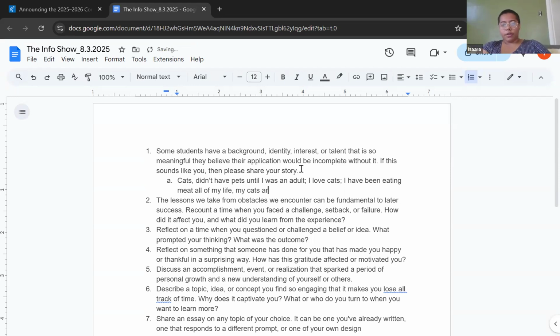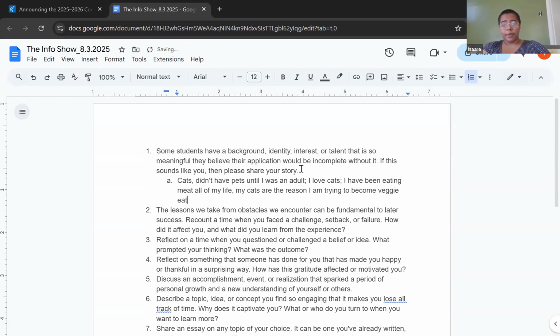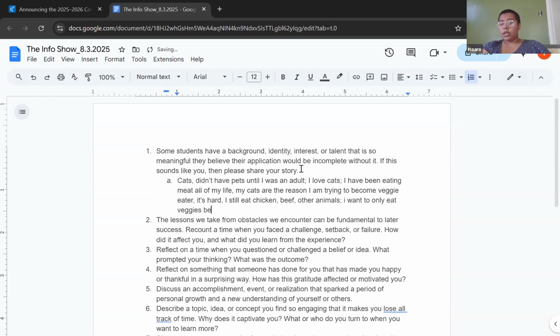My cats are the reason I am trying to become vegetarian. I'm just gonna say veggie eater. It's hard. I still eat meat, still eat chicken, beef, other animals. I want to only eat veggies because of my cat's eyes.